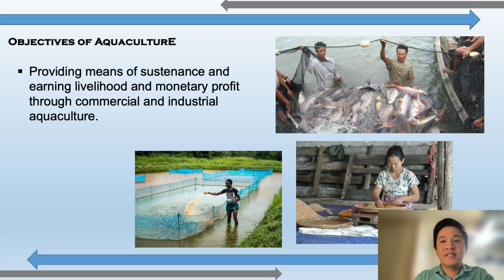Another objective is providing means of sustenance and earning livelihood and monetary profit through commercial and industrial aquaculture. Through the various ventures of aquaculture, this creates a venue for livelihood for people as these ventures require manpower, for example, farm managers, farm technicians, and laborers for aquaculture farms, and even fish processors for the different processed fish products.